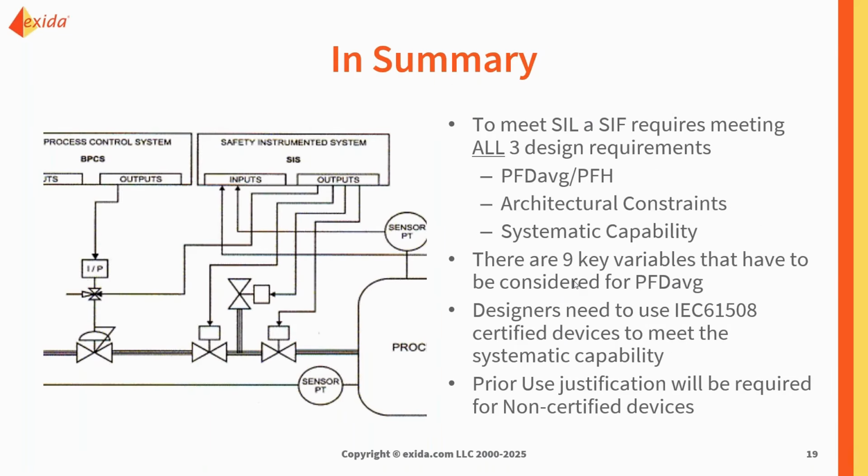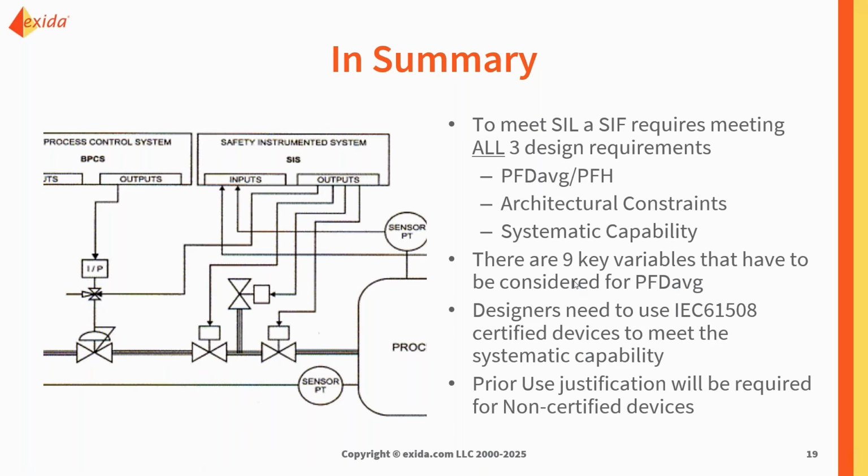So let's sum this up then. In order to meet the SIL, a SIF has to meet all 3 requirements: the defense against random failures, which is the PFDavg or the PFH; the architectural constraints in terms of the required hardware fault tolerance; and the other D, consider the other part of that D, dependable, which is the systematic capability. Do we have sufficient defense against systematic issues? So we have to meet all 3 of those.